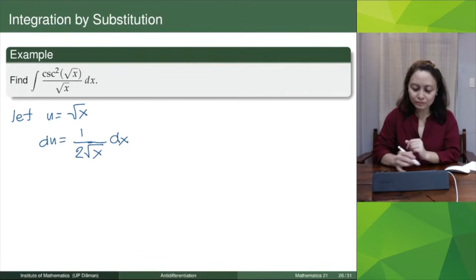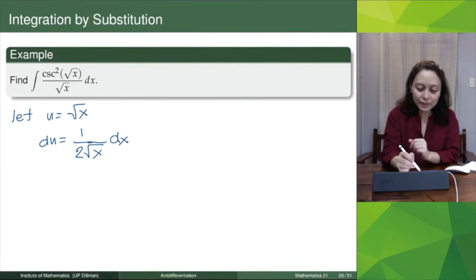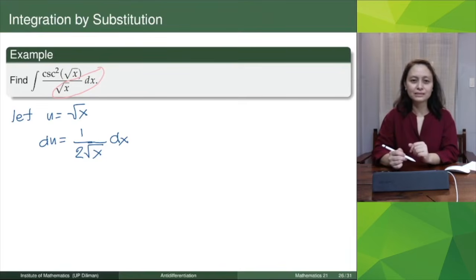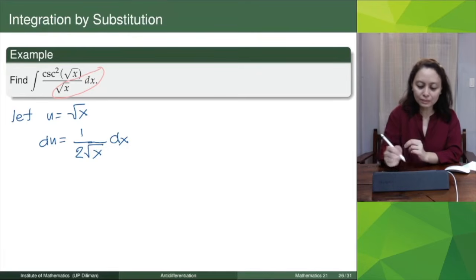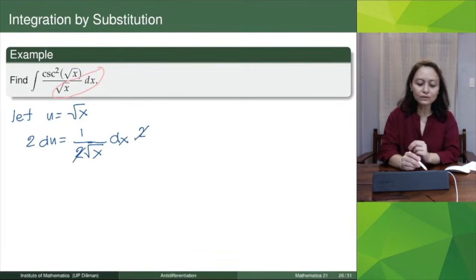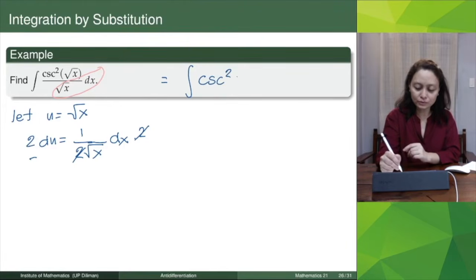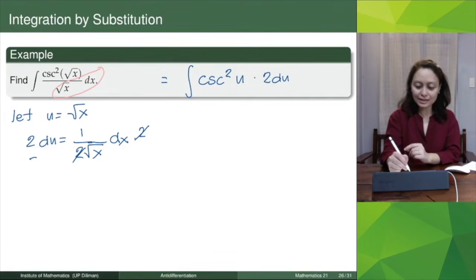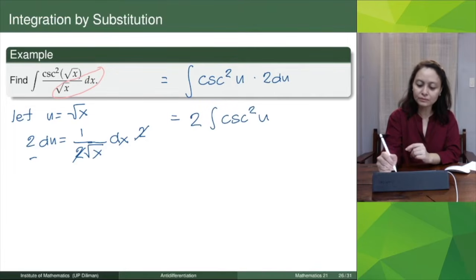Compare natin, ano yung nasa integrand natin? Meron tayong dx over square root of x. Okay? So, kung gusto natin ng dx over square root of x, we have to multiply both sides by 2 para ma-cancel to. Okay, so yung dx over square root of x ay equal sa 2 du. Let's rewrite this in terms of u. We have cosecant square u times 2 du. Again, yung constant, labas lang natin. So, 2 antiderivative of cosecant squared u du.